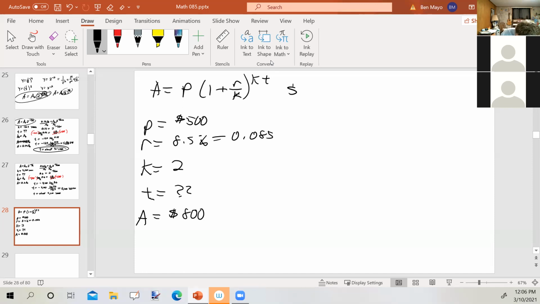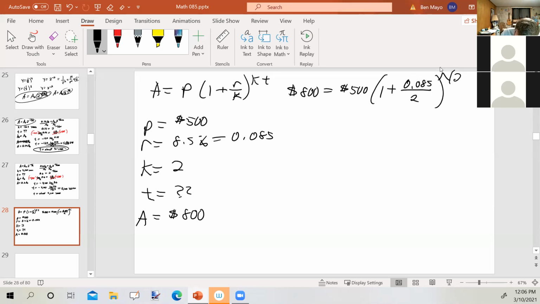So what do we got? We've got $800 equals $500 times 1 plus r, which is 0.085 over k, which is 2, all raised to the power 2t. Okay. Now, I could take 0.085 divided by 2 and add 1 to it and get this.